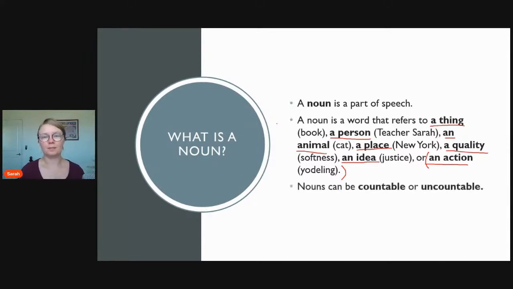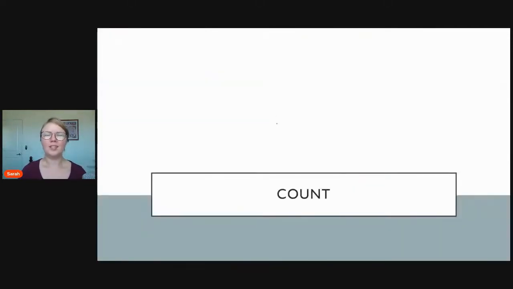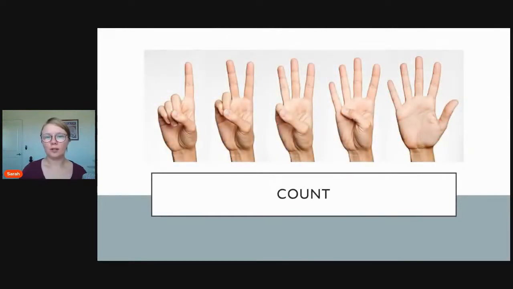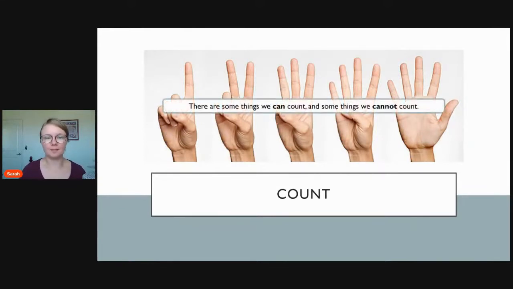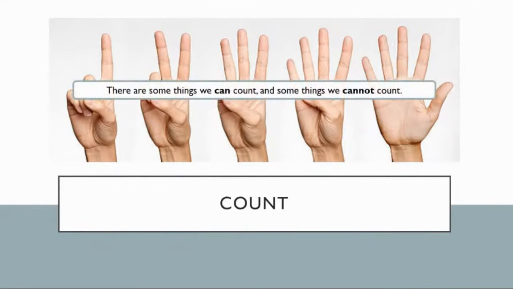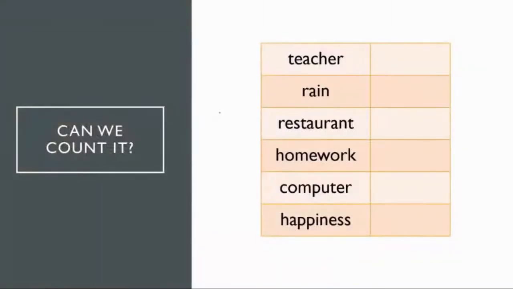What is a noun? Nouns can be countable or uncountable. So let's take a look. What does it mean to count? Counting, of course, is when we see how many of something there are. 1, 2, 3, 4, 5. This is counting. There are some nouns we can count and some nouns that we cannot count. So let's go ahead and see these.